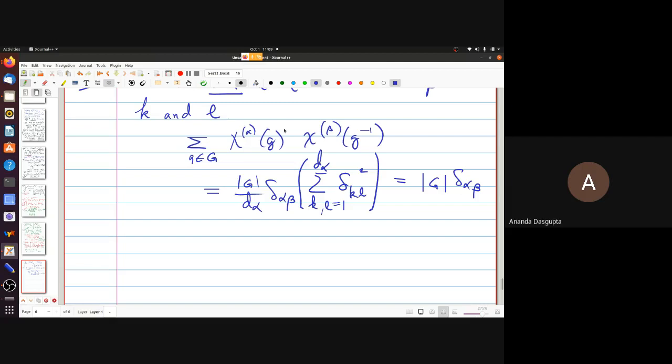And that's a great simplification. This is a much simpler equation than the one we had before, and it in fact gets even simpler. By the way, if this happened to be a unitary representation, then what would this change to? If the representation were unitary, then chi beta g inverse would become what?